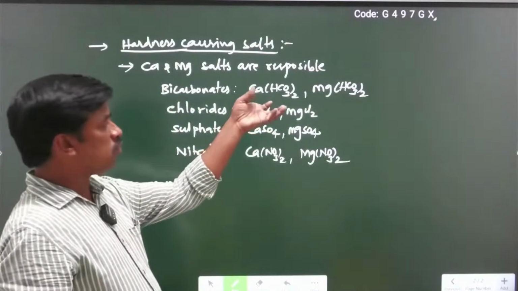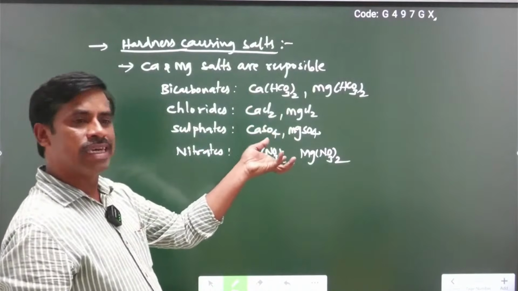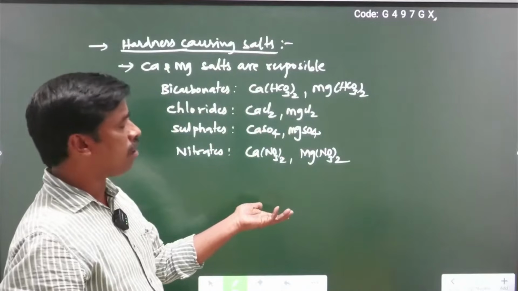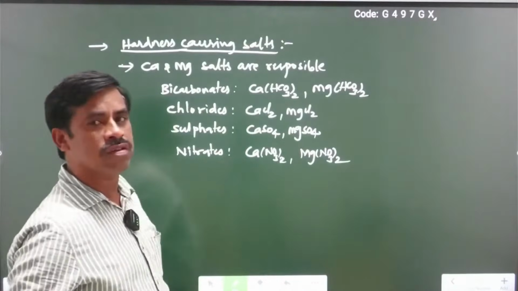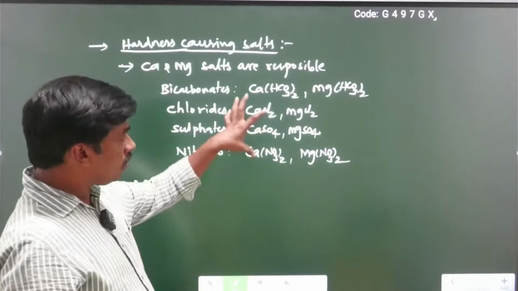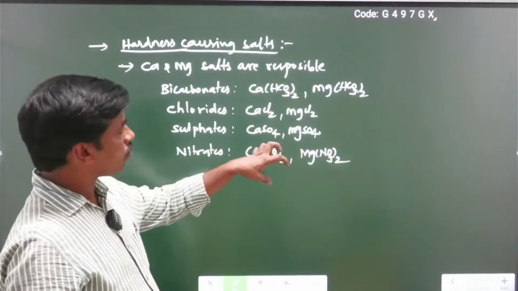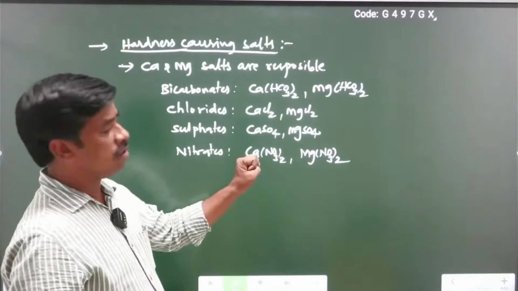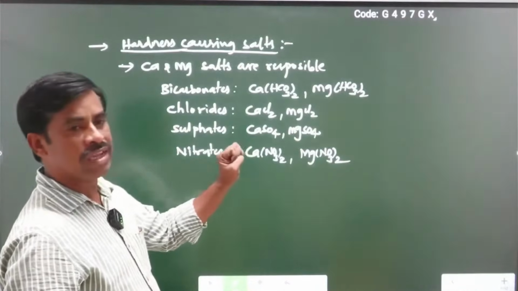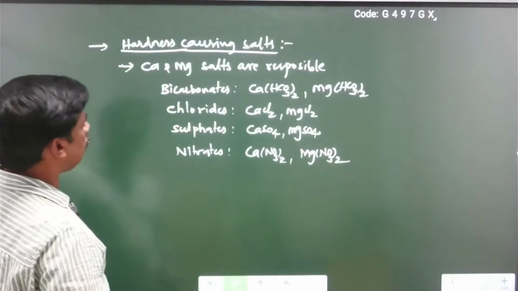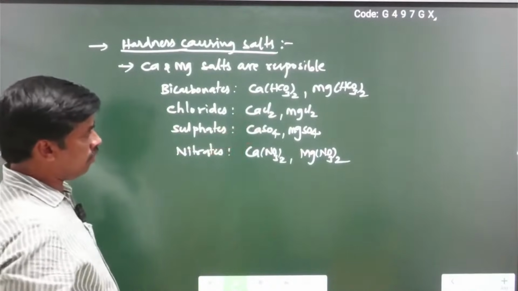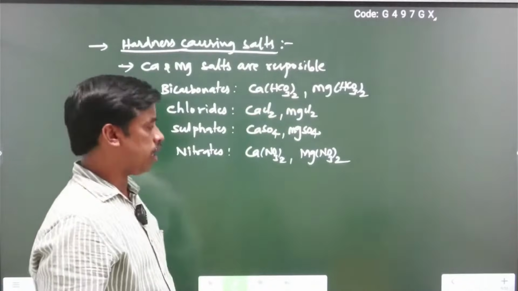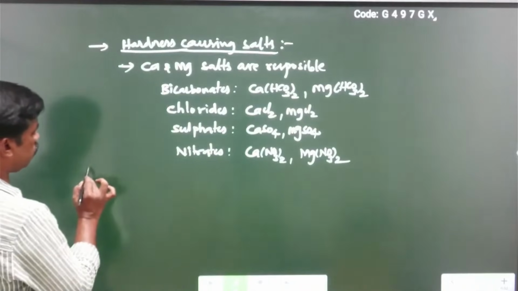Mainly when these salts dissolve in water, the water has hardness. If these salts are absent, the water does not have any hardness, which means the water is completely free from hardness. Based on the dissolved salts, the hardness of water is divided into two types.